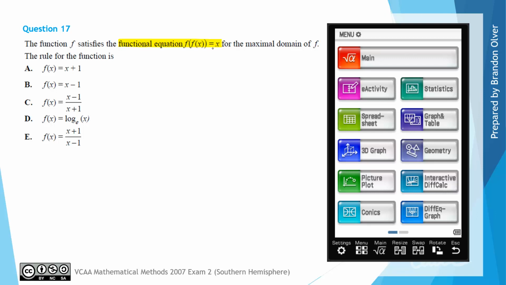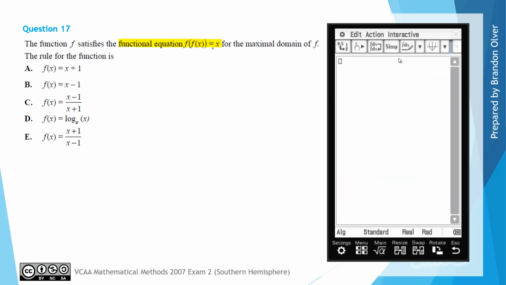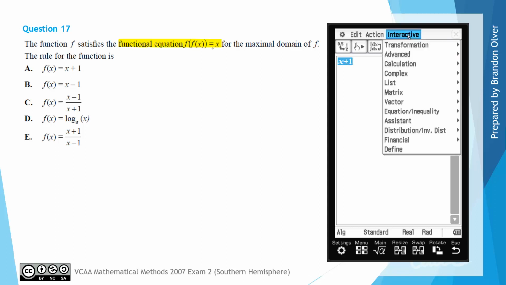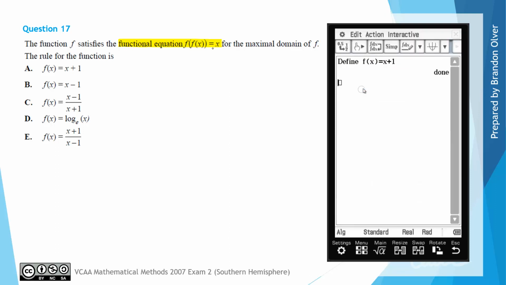On the CAS calculator, go into the main menu. Next, we want to set up a situation where the calculator will judge this functional equation each time we press execute. So we're going to start by just typing in the rule for option A, which is f of x equals x plus 1. And then we're going to highlight that and go interactive, define as f of x.